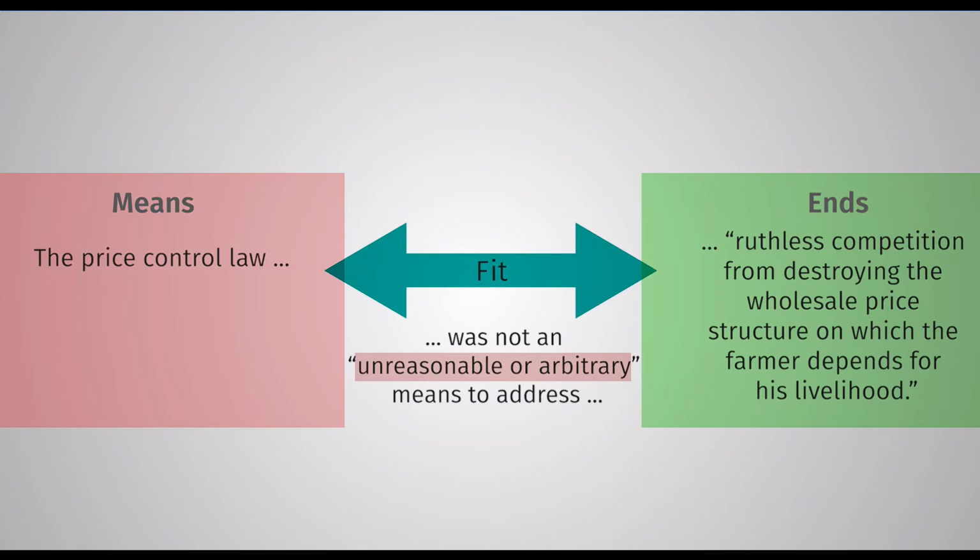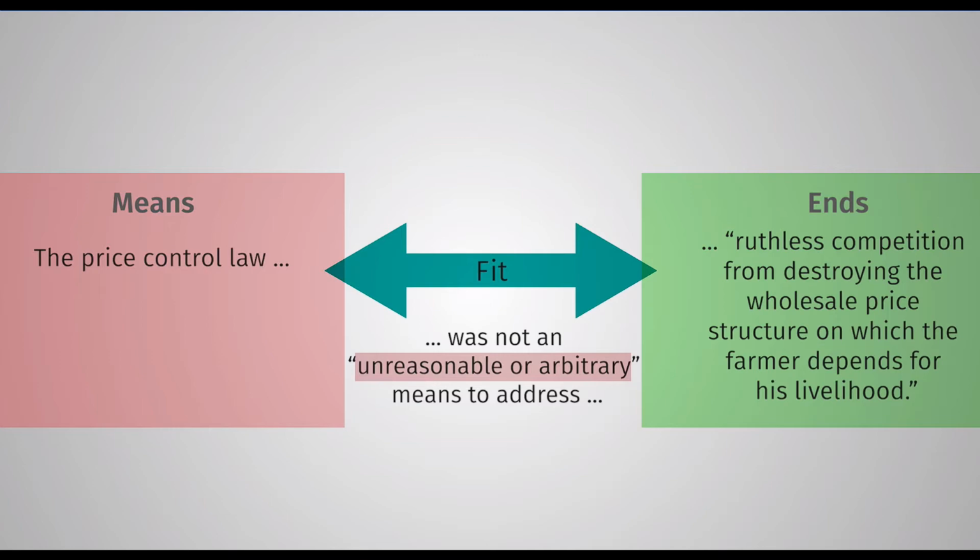Justice McReynolds did not assess the legislators' motives directly. Instead, he concluded that the law is arbitrary because the means adopted did not fit the purported ends of the legislation. In other words, the law seemed to be designed to protect large milk distributors from competition rather than to help farmers.